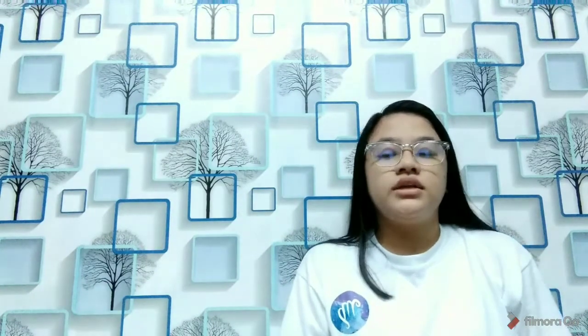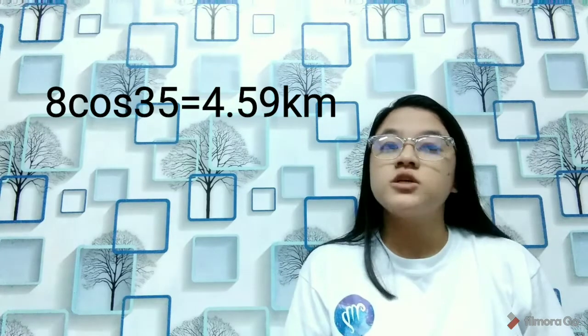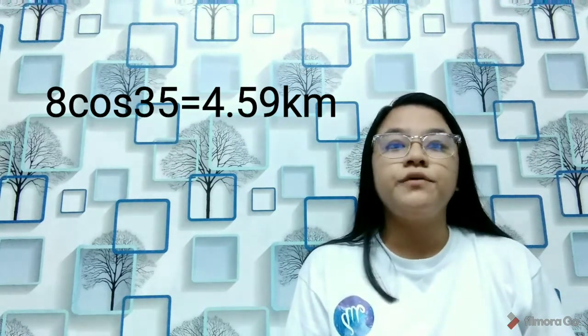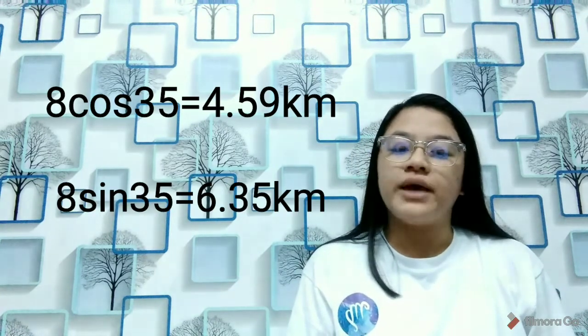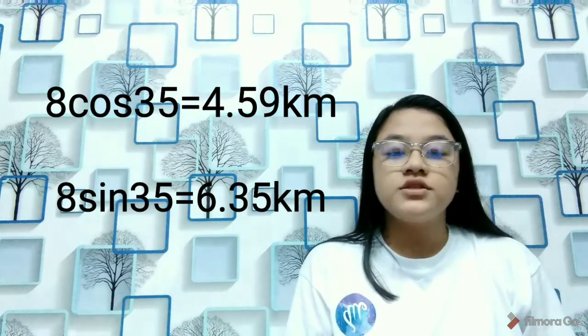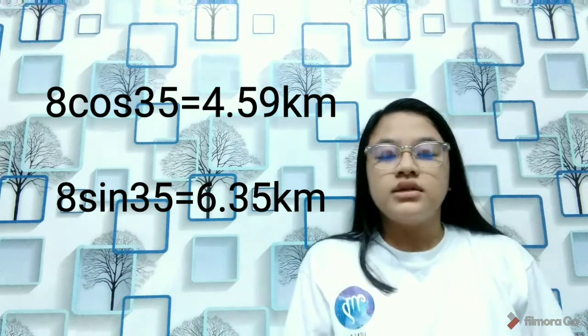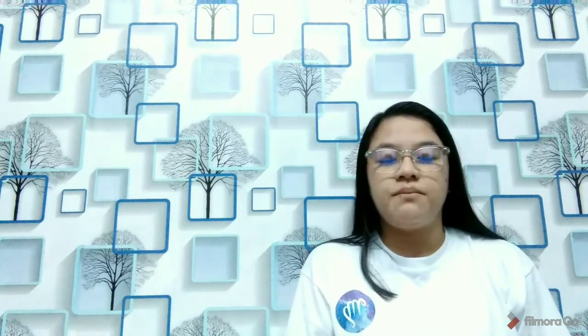We will use the trigonometric cosine, which is cosine equals adjacent over hypotenuse. We will substitute the given value, so 8 cosine 35 for the x component, and the answer is 4.59. And we will use 8 sine 35 for the y component, and the answer is 6.35. Take note that they are both positive because the east and north are in a positive value. Now we are done inputting the x and y of the second vector.